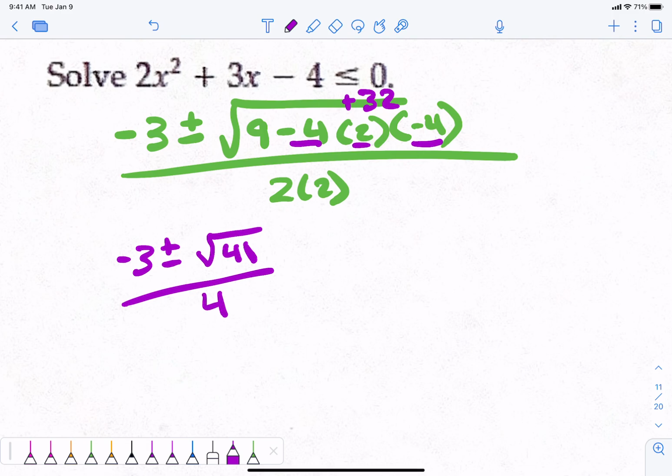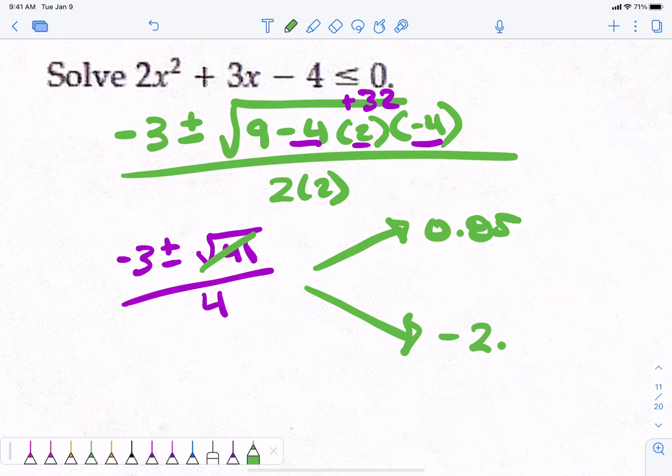The square root of 41 is going to be a number. I don't know what that is. I'm going to do negative 3 plus the square root of 41, divided by 4. I just did the whole thing, the plus side, and it is 0.85. And the negative side, I got negative 2.35. I know I did that wrong, but I don't know how to fix it. 0.85 and negative 2.35.